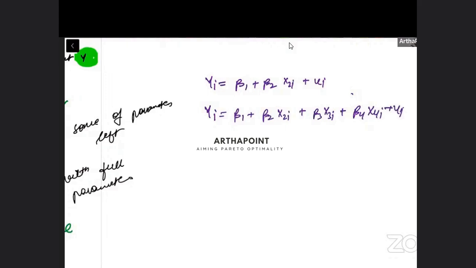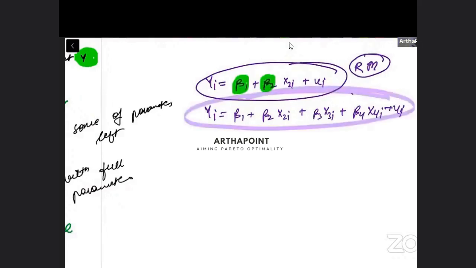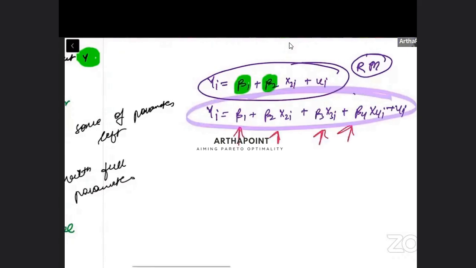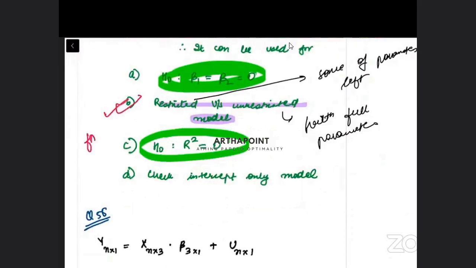Then this will be called my restricted model because it has restricted parameters. It only has beta 1 and beta 2. And this will be my unrestricted model because it has all the parameters, beta 1, beta 2, beta 3 and beta 4. So to check which model is better, restricted or unrestricted, you will use the F-test. For the formula, refer back to our lecture. This can use the F-test.